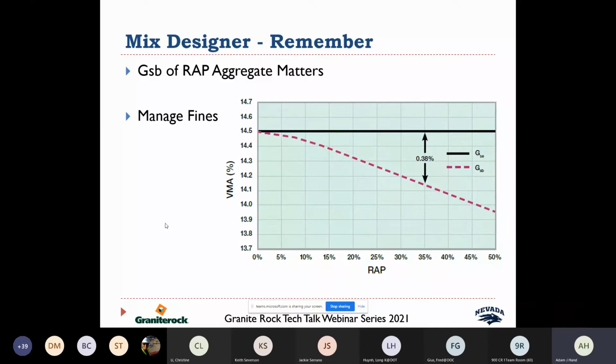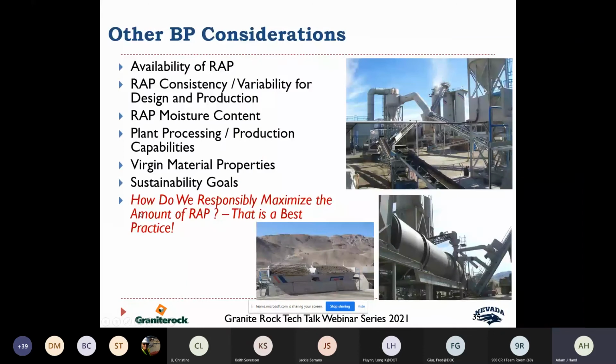And of course, we have to be mindful of the fact that RAP has fines in it, plus it's milled, so we need to be managing our fines in the mix design process so that we've got mixes that are producible in the field. Some other best practices for high RAP mixes is obviously making sure you've got RAP available, and the consistency I talked about in terms of processing.